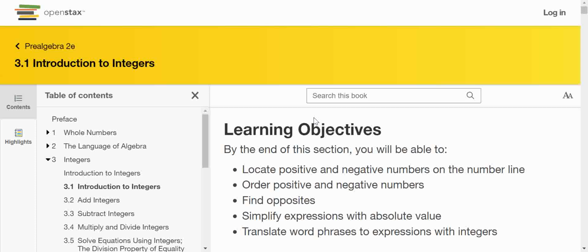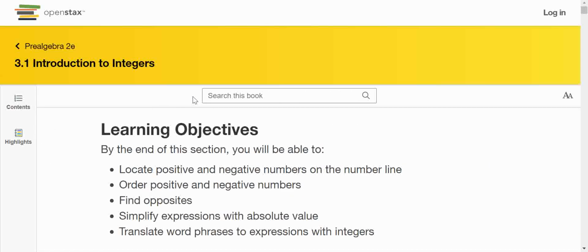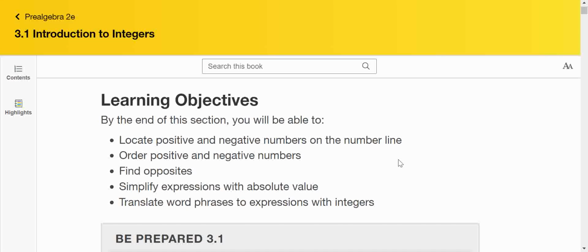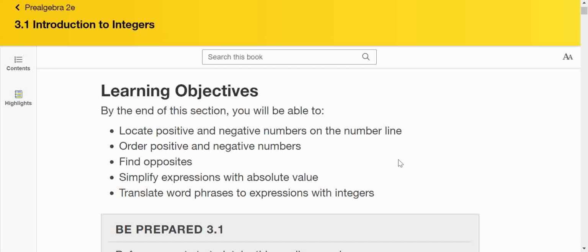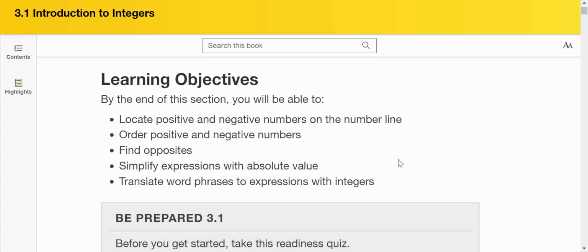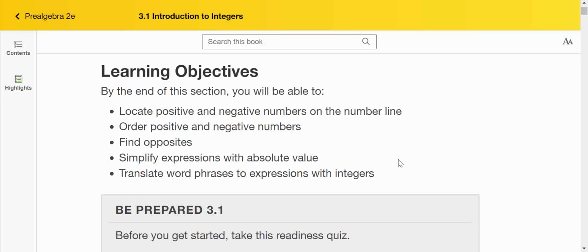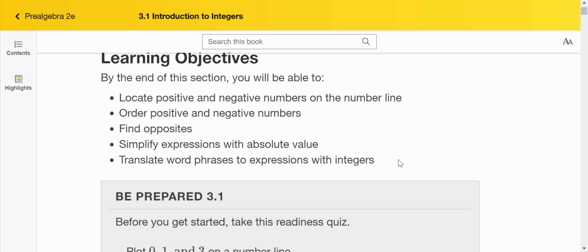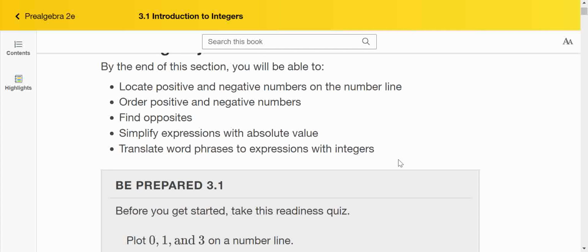We are on chapter 3.1, Introduction to Integers. Learning objectives. By the end of this section, you will be able to locate positive and negative numbers on the number line, order positive and negative numbers, find opposites, simplify expressions with absolute value, translate word phrases to expressions with integers.